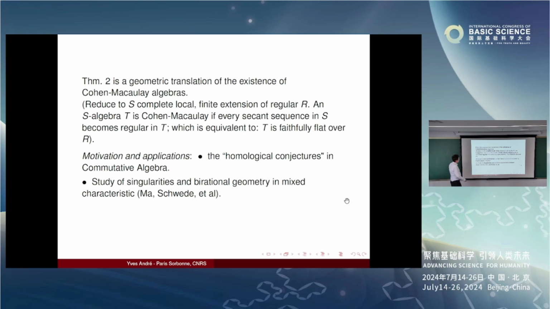So this theorem 2, originally it was not formulated in this geometric way. It was formulated as a conjectural existence of Cohen-Macaulay algebras. So let's say that we can always reduce to the case where S is complete local, a finite extension of a regular R, which is also complete local. And then an S-algebra T is Cohen-Macaulay if, by definition, every system of parameters in S becomes a regular sequence in T. But when R is regular, this is equivalent to T being faithfully flat over R. So this is why we call this second theorem the existence of big Cohen-Macaulay algebras. Big because they are not expected to be of finite type, nor even noetherian in general.